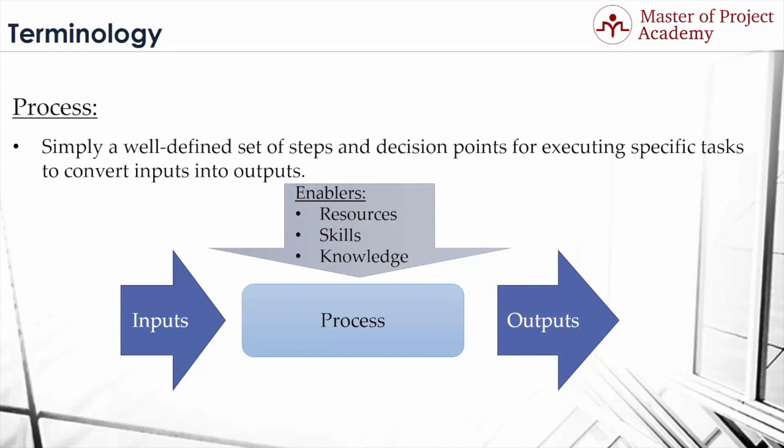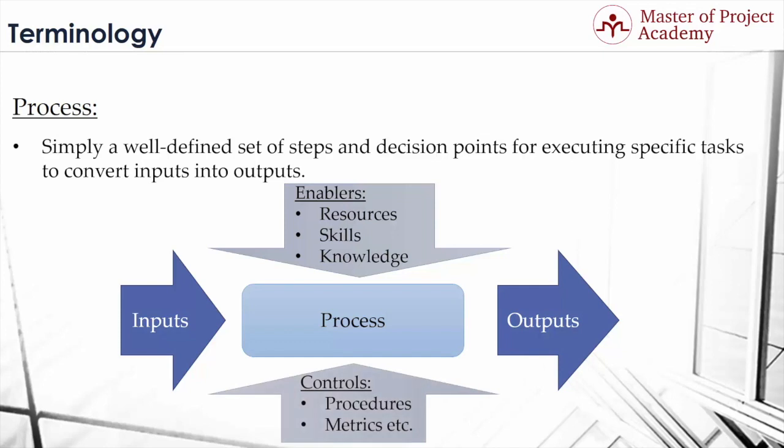For instance, a server administrator, a provisioning tool, or software are examples of enablers. And processes are controlled by procedures, metrics, governance, etc. For instance, if there is a time limit to generate an output for a process, these are monitored by control points.